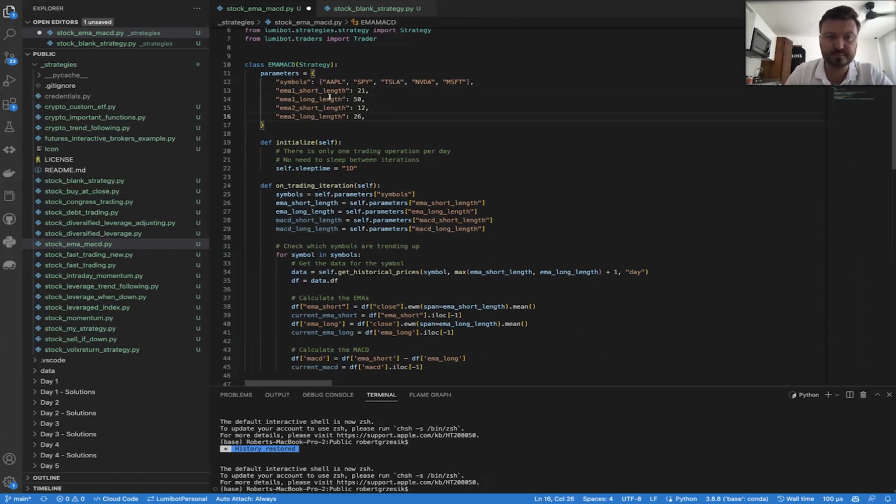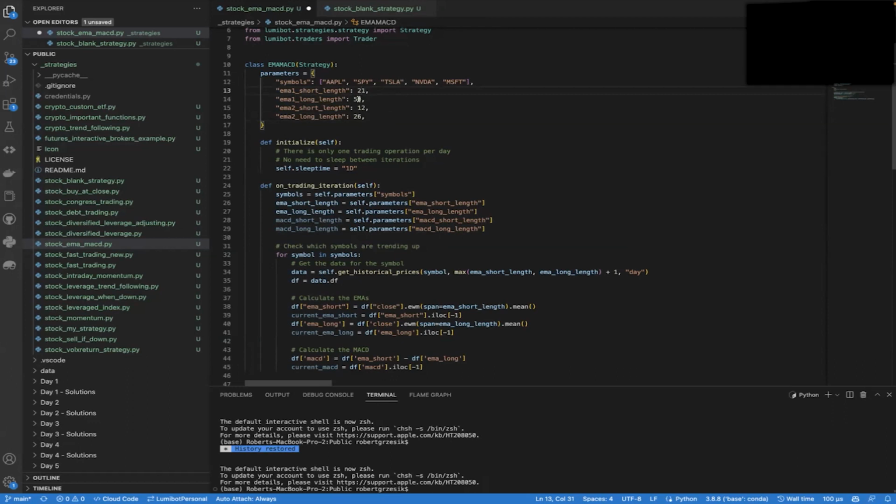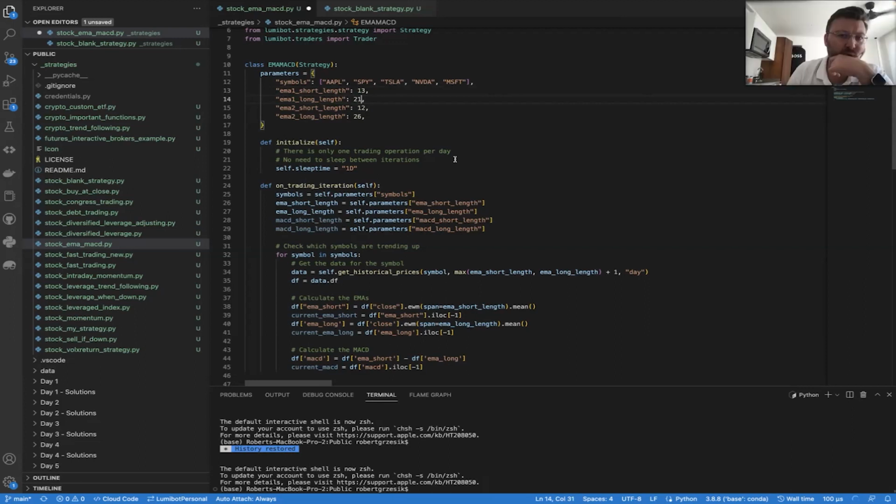Right. And what were your lengths again? It's 12 and 26 for the MACD. And then what was the first one again? I think it'll be 13 and 21, I guess. No, mine is different. Oh, you mean the EMA? Yeah, the EMA.